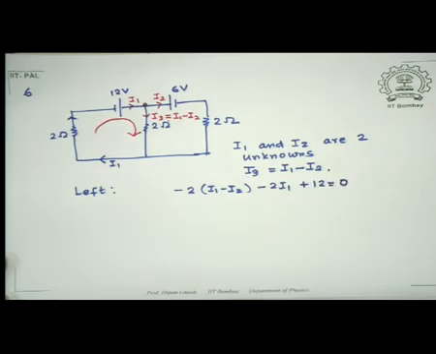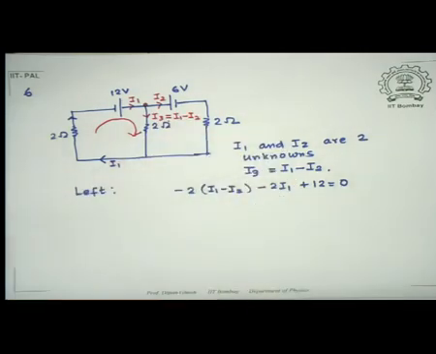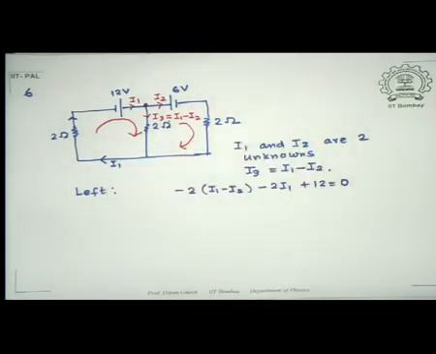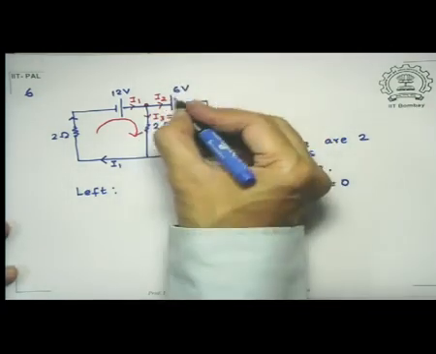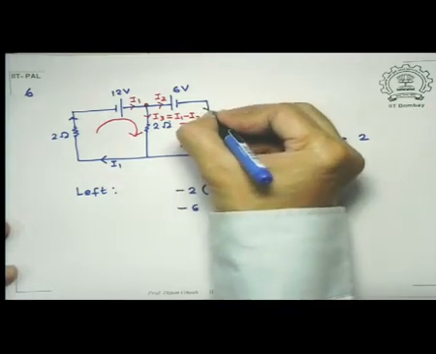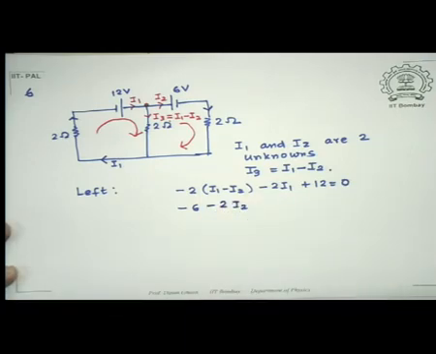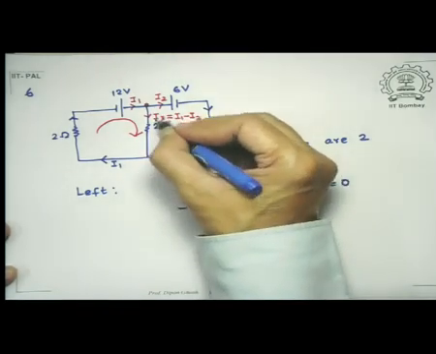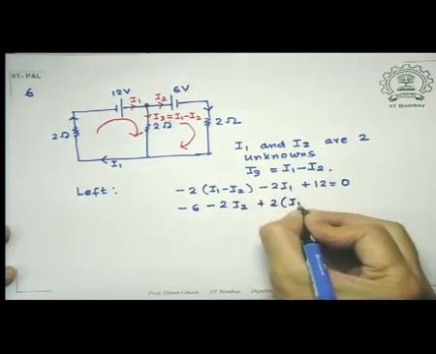That's one equation. The second equation, you do it from this loop. Now once again, it doesn't matter how you assumed it. So let's suppose we go like this. If I do like that, I have a minus 6 there, minus 2 times I2. But this time, since this loop has been taken like this, it will climb up. So therefore, it will be plus 2 times (I1 minus I2) equal to 0.